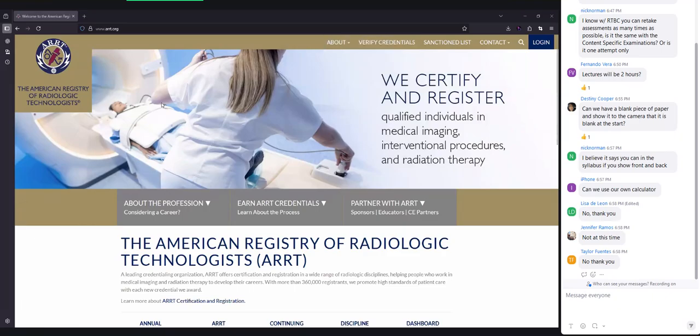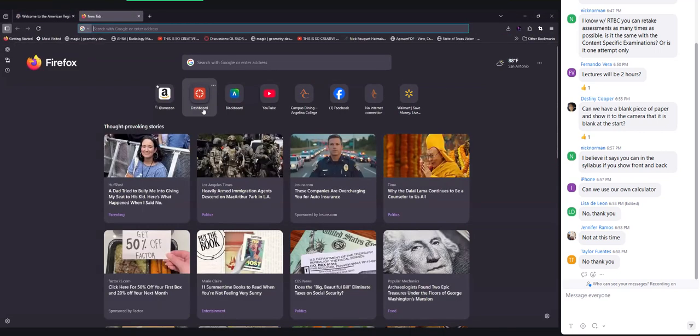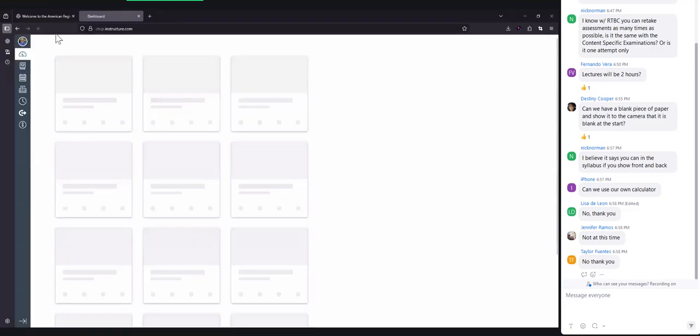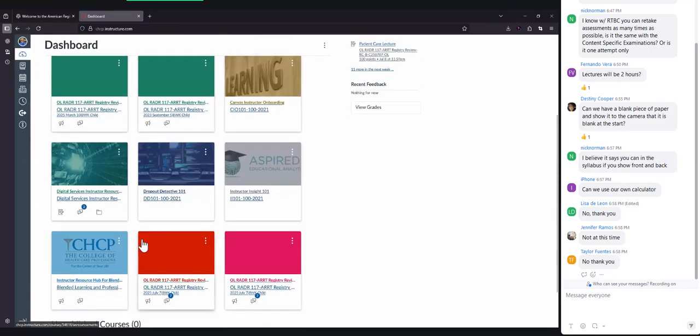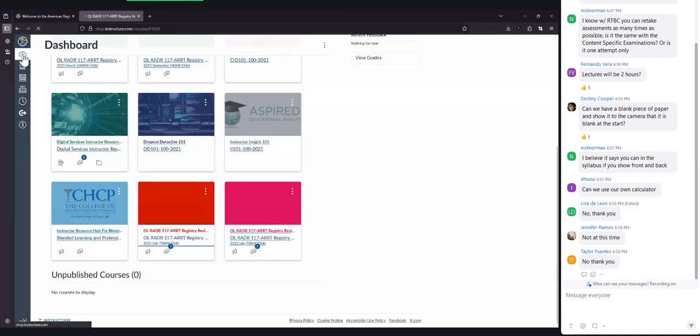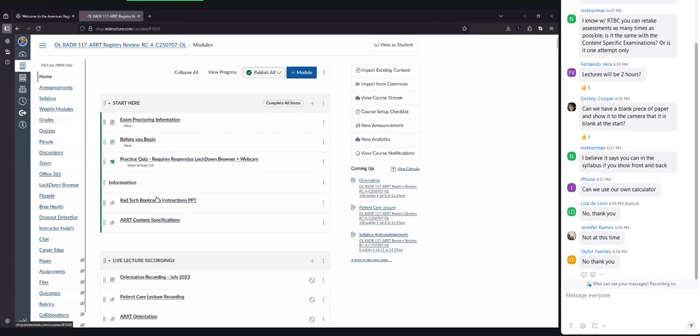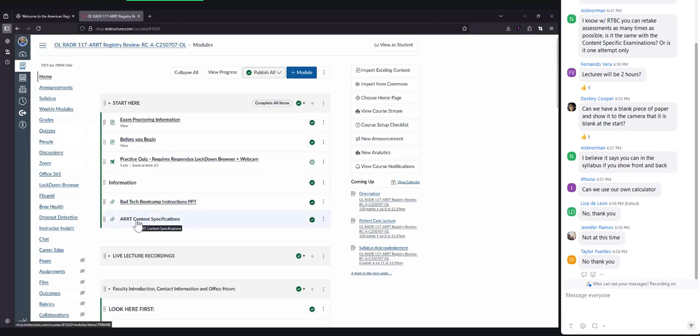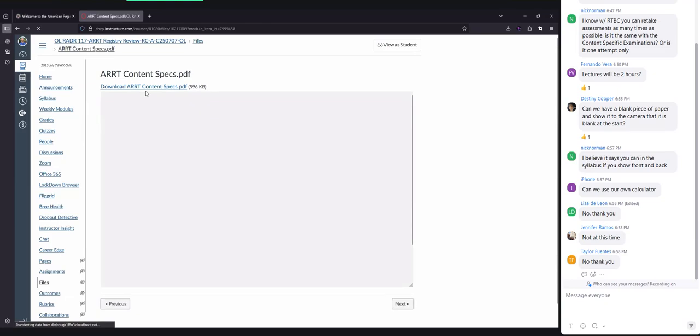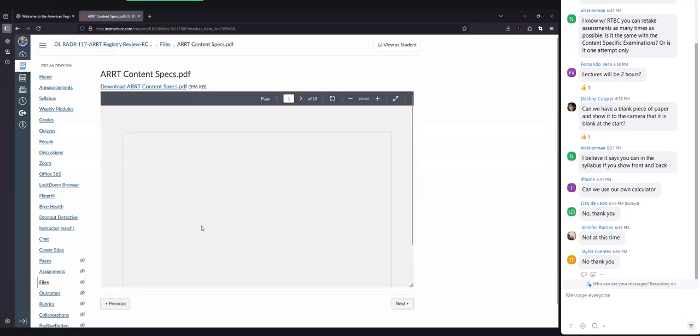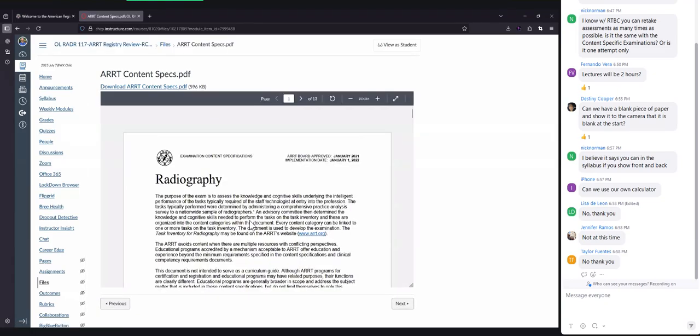So for this here, if you go to, there is a tab on Canvas for this. It'll take you right to it. On the home screen, the ARRT content specifications under information. If you click on this, it will take you to the specifications.